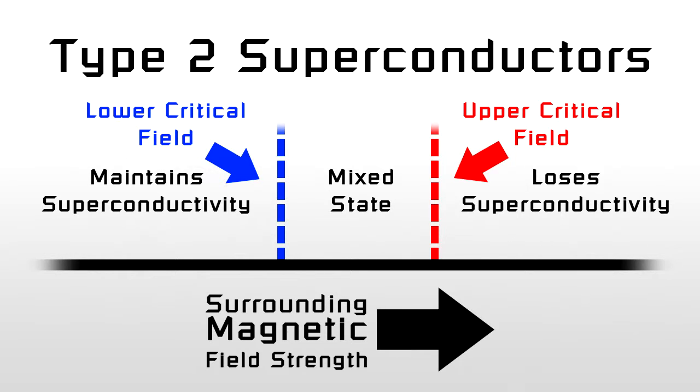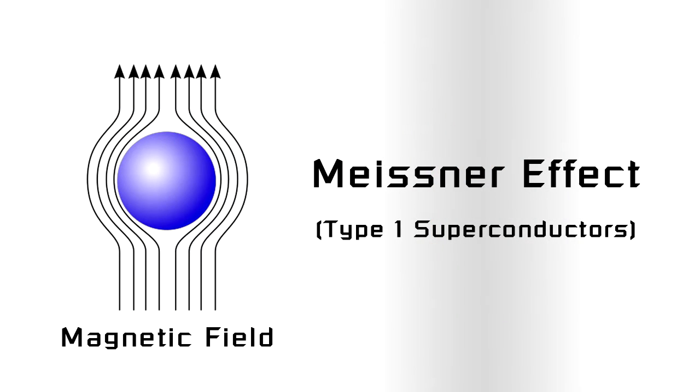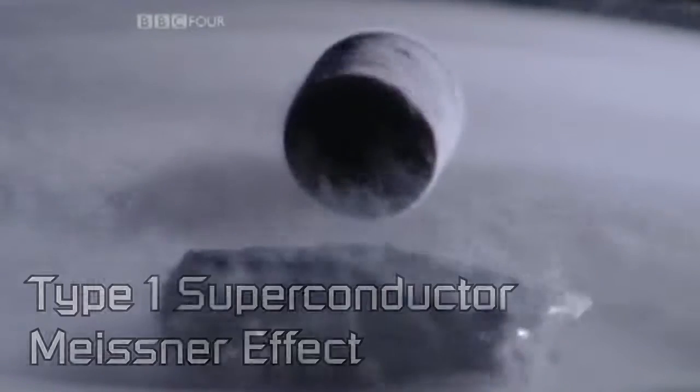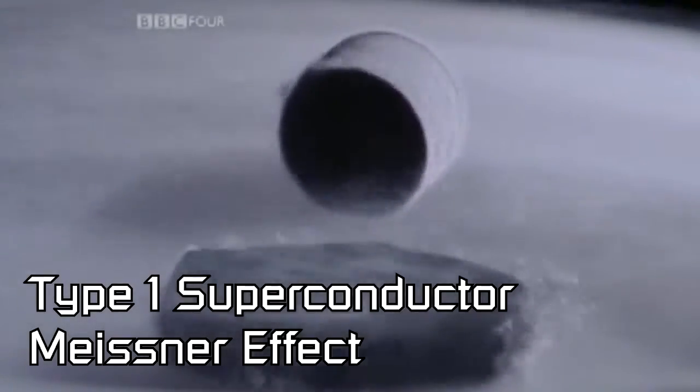Type 1 superconductors exhibit the Meissner effect, in which the superconductor ejects any surrounding magnetic field, only allowing it to permeate the surface of the superconductor up to a depth of about 100 nanometers. This is known as the London penetration depth. As you can see in this video, this causes it to float.